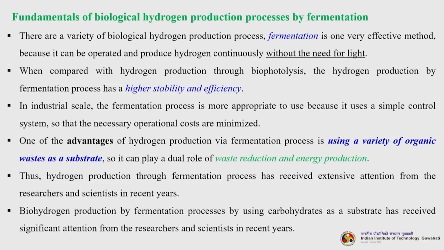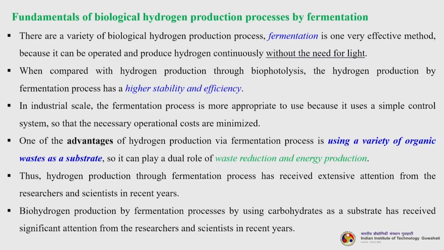Now, we will discuss the fundamentals of biological hydrogen production processes by the fermentation pathway. There are a variety of biological production processes. Fermentation is one of the most effective methods, because it can be operated and produce hydrogen continuously without the need for light. When compared with hydrogen production through biophotolysis, hydrogen production by fermentation has higher stability and efficiency. On an industrial scale, the fermentation process is more appropriate to use, because it uses a simple control system, so that the necessary operational costs are minimized, and it can be integrated with other anaerobic processes.